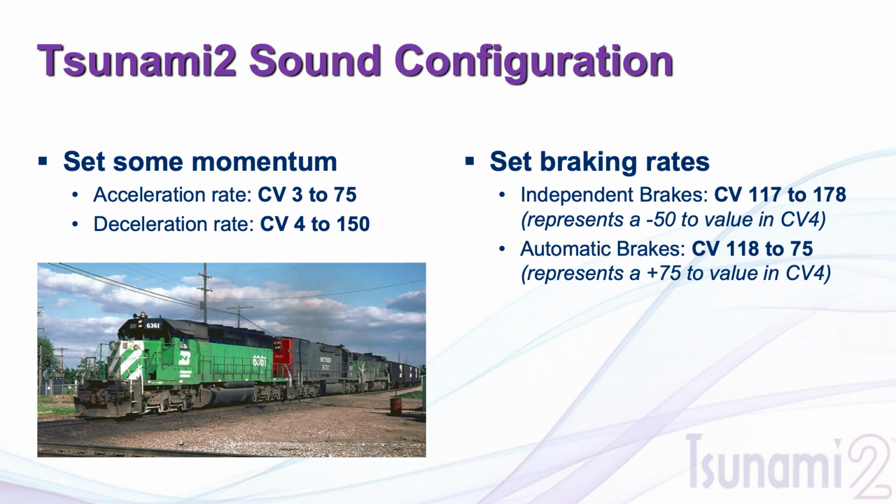Now, one of the things we're going to do is set some momentum. Again, you're going to notice the values are going to be very similar to what we did before. So CV3, we're going to start with a value of 75, and CV4 for deceleration, we're going to start with a value of 150. Now, in our train brake, we're going to set CV117 to a value of 178, which again represents a minus 50. And then we're going to set CV118 automatic train brake to a value of 75, which will represent a plus 75 rate to the braking in CV4. Now, in some of the diesel locomotives, you're actually going to get a third braking rate.